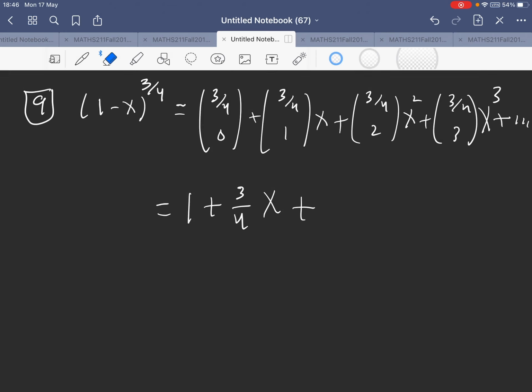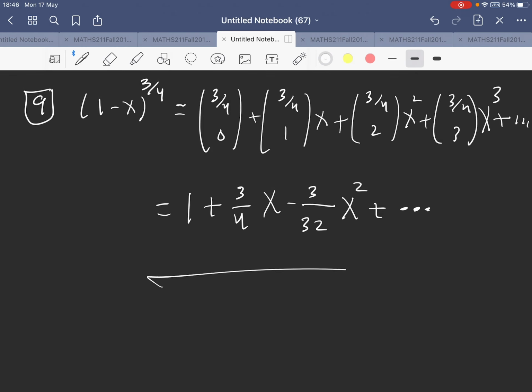So it will be negative 3 over 32, sorry, 32 x squared, and so on. And that's exactly how we find the binomial series.